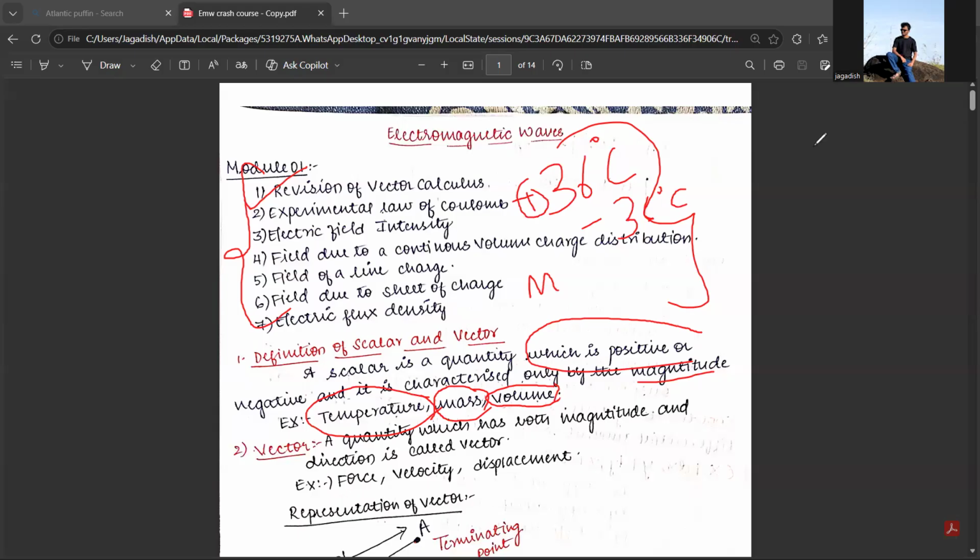So what is a vector? A vector is a quantity which has both the magnitude and the direction. Examples for this are force, velocity, and displacement. These are three, and there are many more, but I'm just giving you examples.